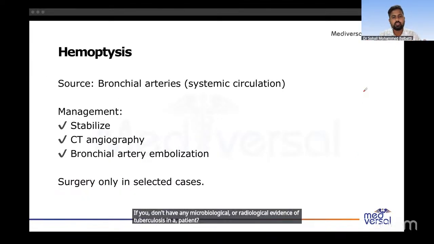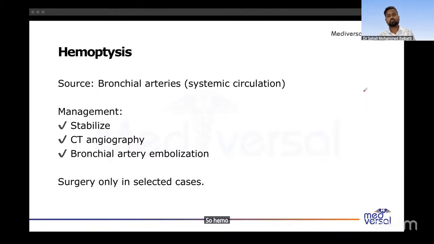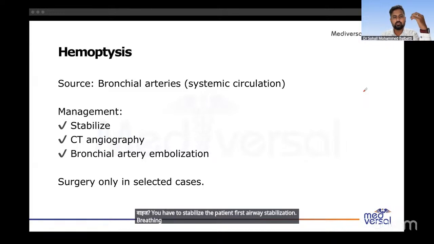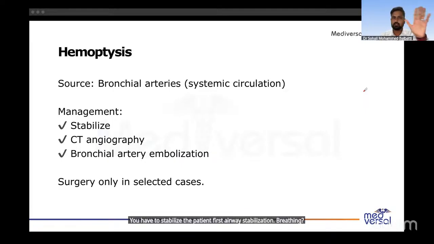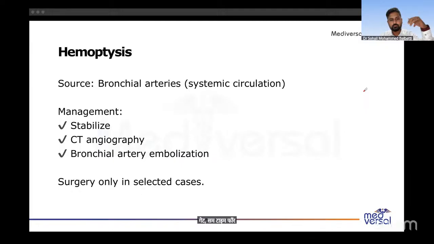So hemoptysis, which I already told you, the source of hemoptysis in this bronchiectasis patient is the bronchial artery, which is systemic circulation, and they tend to have massive hemoptysis. Management wise, you have to stabilize the patient first, airway stabilization, breathing and circulation. And if there is time, go for CT angiography. And if possible, bronchial artery embolization, that will help you get some time for bridging to go for a permanent surgery, and surgery is given only in selected cases with selected indications. It is not done in all the patients of bronchiectasis.